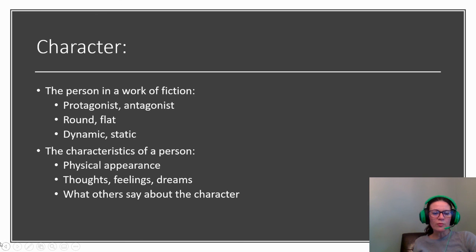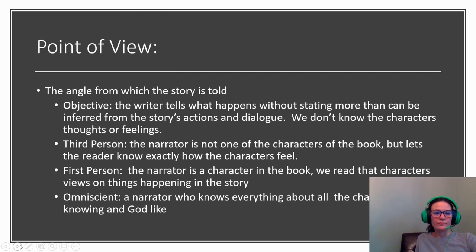Point of view, the angle from which the story is told. Different points of view. Objective would be the writer tells what happens without stating more than can be inferred from the story's actions and dialogue. So you only know what people are saying. We don't know their thoughts or their feelings. Those are difficult reads sometimes.